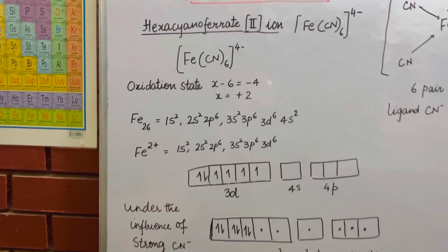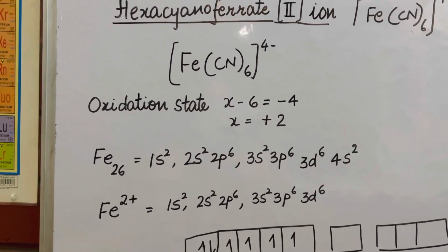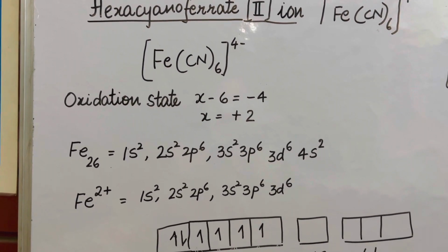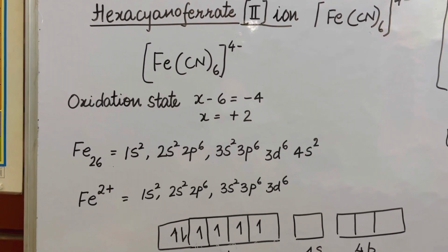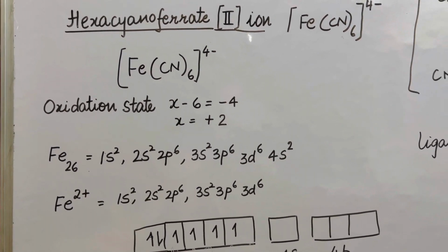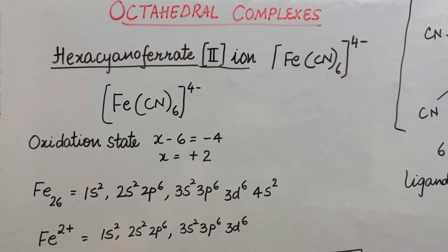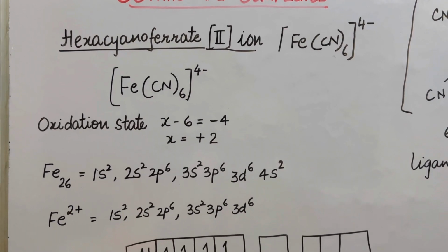The oxidation state will be found by taking it as x: x minus 6 is equal to minus 4, so x is equal to plus 2. Although in the formula itself it is given that plus 2 is its oxidation state.